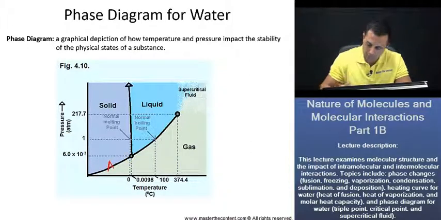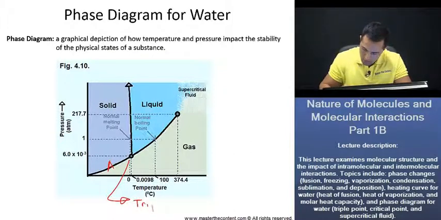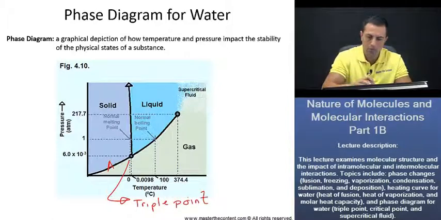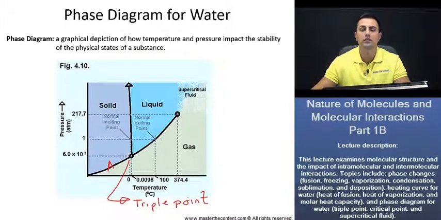Now, as we go up this line and we reach our first bullet here, that point is going to be the triple point. Now, what is the triple point? Well, the triple point is where all three phases coexist, meaning solid ice, liquid water, and gaseous water vapor are all going to be in equilibrium.